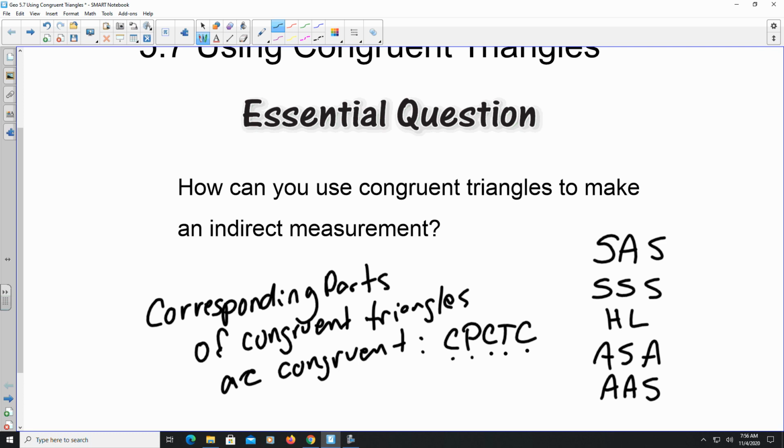When we write a proof, writing CPCTC in the statement shows that, all right, we've already done a proof that those two triangles are congruent. Then we can make a conclusion that either those corresponding sides are congruent or corresponding angles are congruent. And I'm going to show you through examples how we go about doing that.